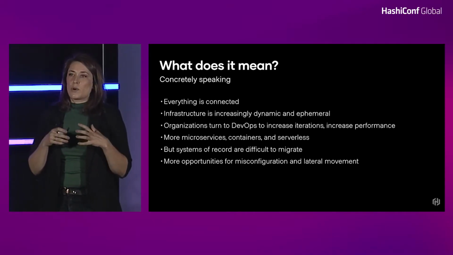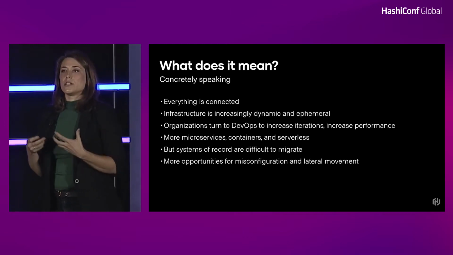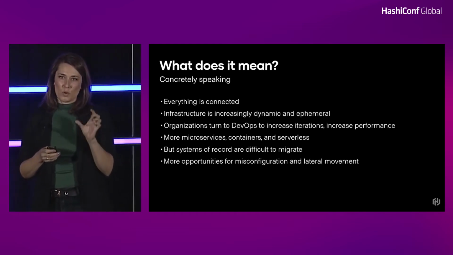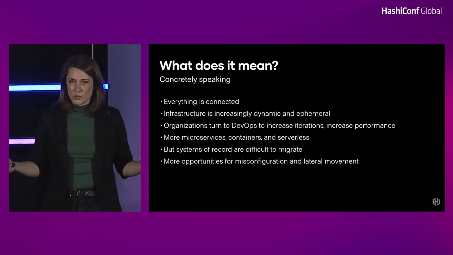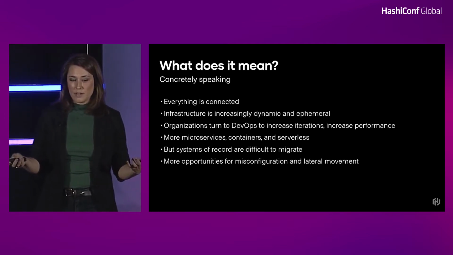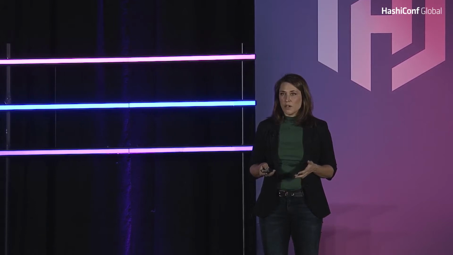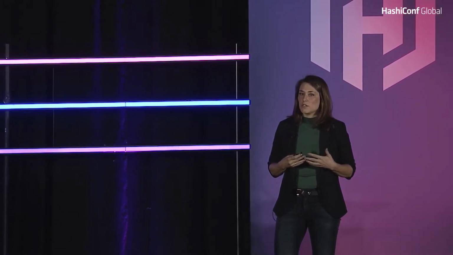But it also means that we're creating more microservices and containers and serverless, because it's easier to be quicker, to be more immutable with smaller services than it is with these giant monoliths. But we still have these systems of record, and those systems of record are incredibly difficult to migrate. So the result is, again, this collision of the two. The problem there being that it gives us more opportunities for misconfiguration and lateral movement between both on-prem and in the cloud infrastructure.